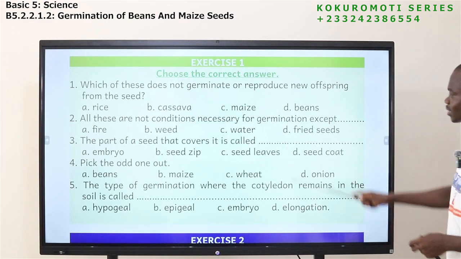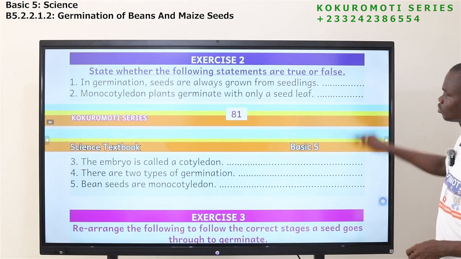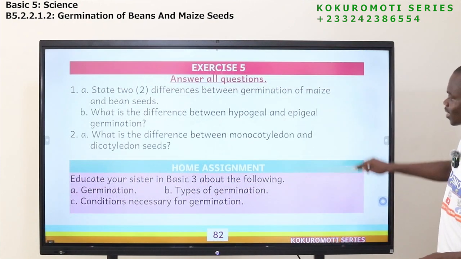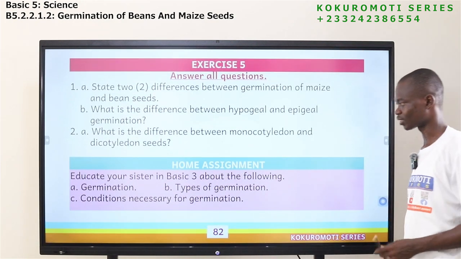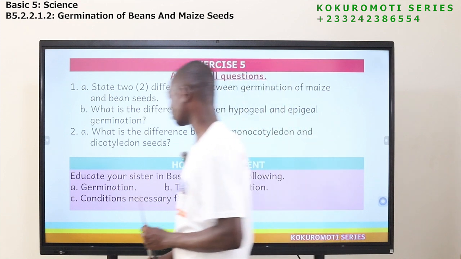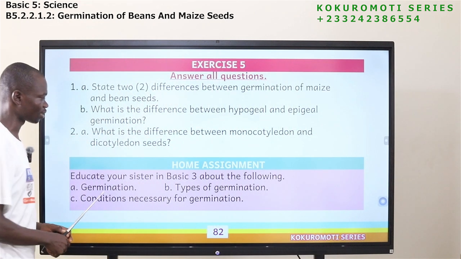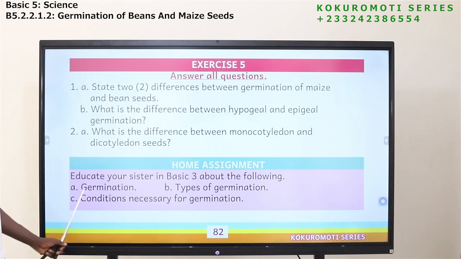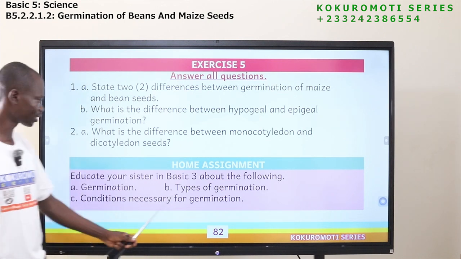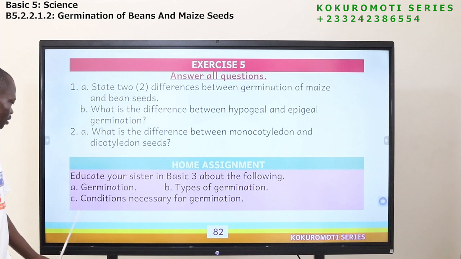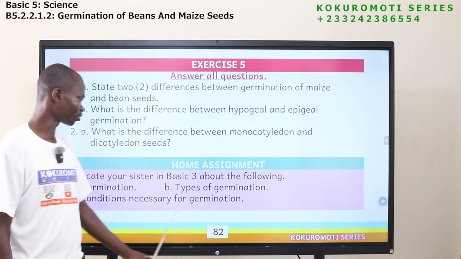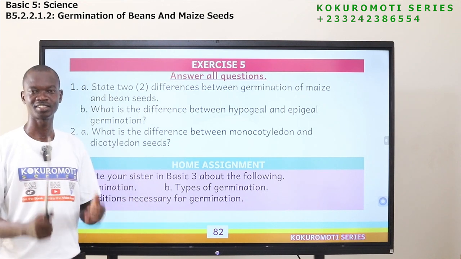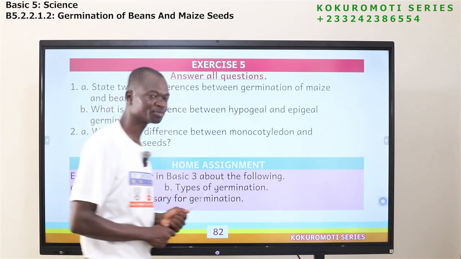We have exercises here: exercise 1, exercise 2, exercise 3, exercise 4, exercise 5, and then we have our home assignments. So let me read the home assignments. Educate your sister in Basic 3 about the following: A. Germination. B. Types of germination. C. Conditions necessary for germination. So just educate your sister, write something about this, and this is your home assignment.